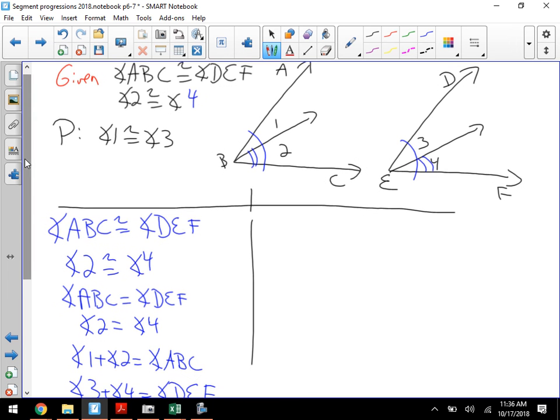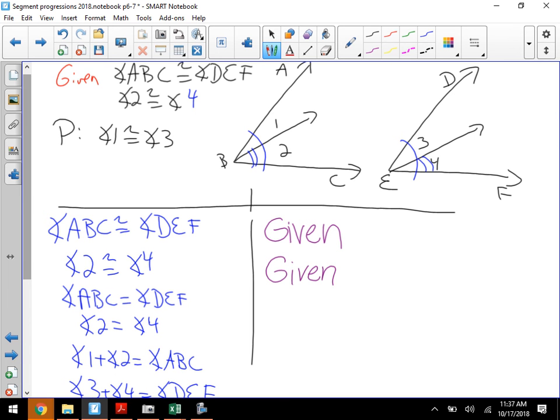Alright, so the first one, I don't think they're labeled, so look at the one that has this, make sure you're looking at the right side of the paper. The first statement should be angle ABC is congruent to angle DEF. Everyone on the right side? Why is angle ABC congruent to angle DEF? Yep, good. Given. And why is angle 2 congruent to angle 4? Yep, good. So we have two things given this time.